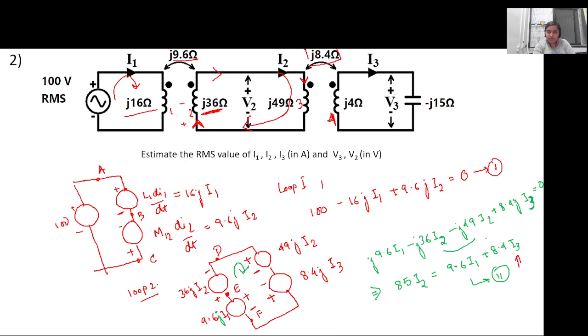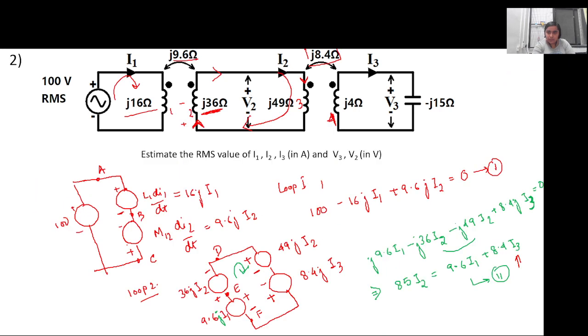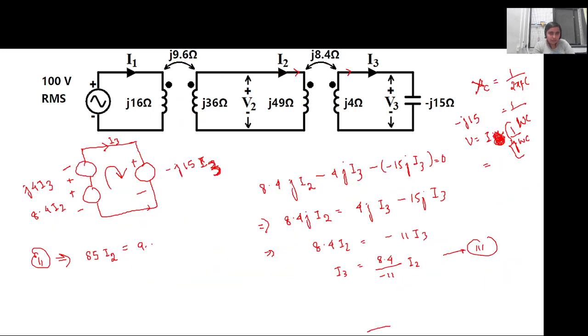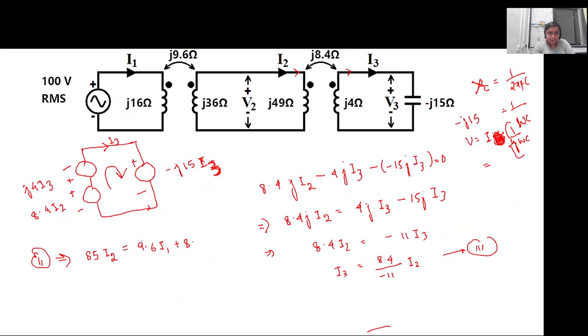So it is 85 I2 equal to 9.6 I1, 8.4 I3. In place of I3 we can write 8.4 by 11 I2. So anyway, now you have 3 equations and 3 unknowns. You can start solving these equations and let me know what value you get for I1, I2 and I3. So I'll be solving in the meantime here.